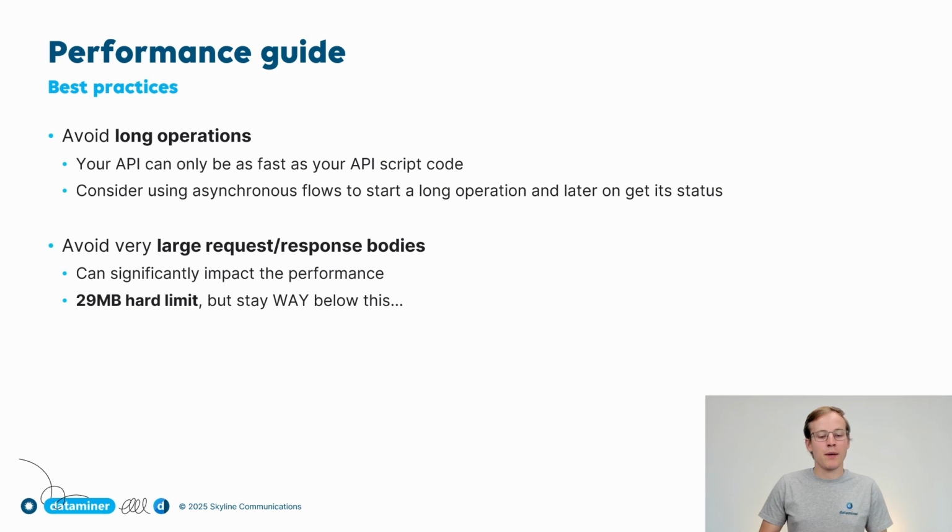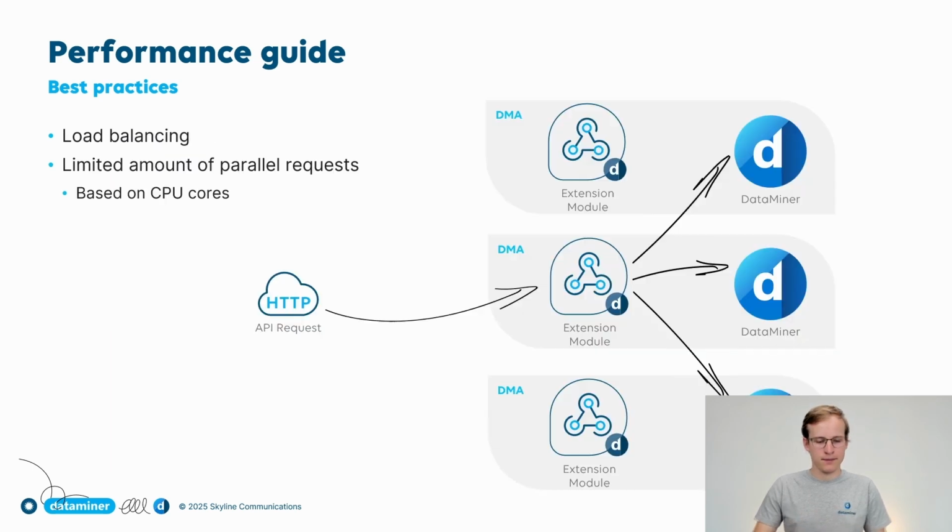A general thing to keep in mind is also to avoid very large request and response bodies. The user-defined APIs feature supports up to 29 megabytes of data, but we generally recommend to stay far away from that and only send in the kilobytes range, because sending too much data towards your API will also have a negative impact.